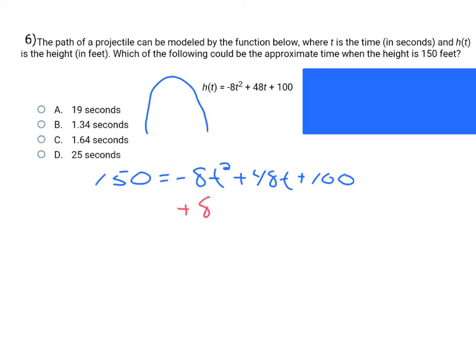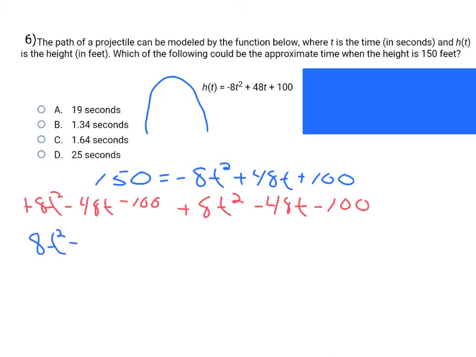So I'm going to be adding 8t squared to both sides. I don't have a t squared on the left, so I'm just going to write it off in space. And then I'm going to subtract 48t from both sides. I don't have a like term there to combine it with. And then I'm going to subtract 100 from both sides, which I can combine with that 150 to get 50. So when I'm done moving everything around, I have positive 8t squared minus 48t plus 50 equals 0.